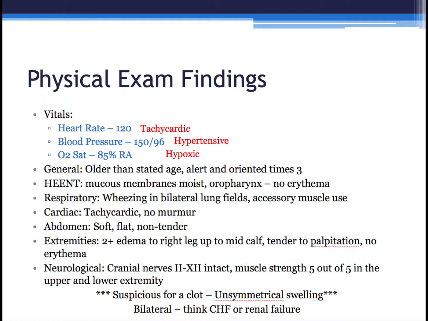On this exam, the asymmetrical swelling of her legs is a key that there may be something going on as far as a clot in her leg that may have traveled to her lungs. If they had bilateral swelling, we think of heart failure, congestive heart failure, or renal failure.